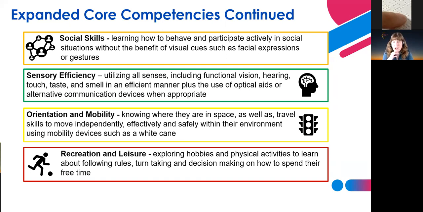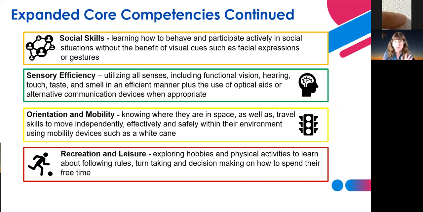Orientation and mobility is not only travel skills. I know when I think of orientation and mobility, that's the first thing that pops into my head, but it is also knowing where they are in space, as well as travel skills to move independently, effectively, and safely within their environment. Also using mobility devices such as the white cane, if needed. And the last but not least, rec and leisure area. Exploring hobbies and physical activities to learn about following rules, turn-taking skills, and decision-making. They need to learn how to spend their free time and try and get them as active as possible.